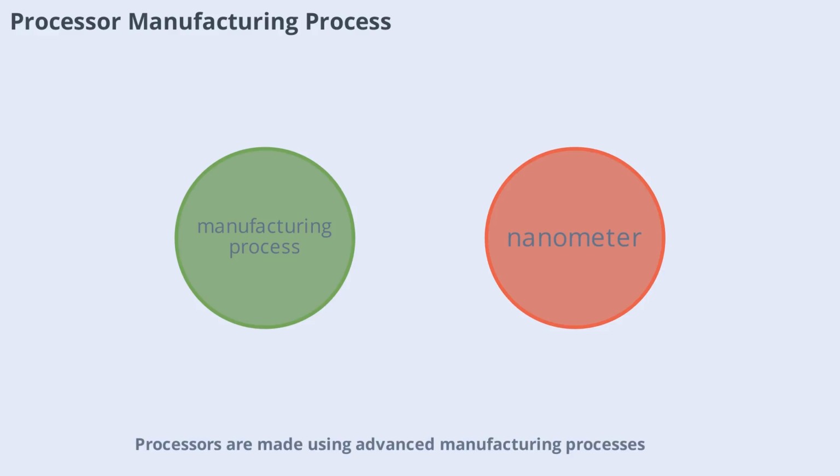Processors are made using advanced manufacturing processes, measured in nanometers. Smaller processes mean more transistors can fit on a chip, improving speed and efficiency. We'll explain what these numbers mean, how they impact performance, and why newer manufacturing processes are better for modern CPUs.